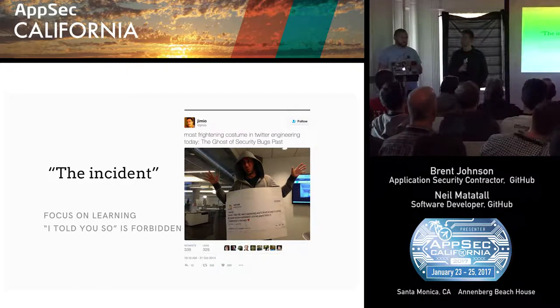During the investigation, again, do not point fingers. I want to talk about a recent incident at GitHub which caused private repository data to get sent to other people who hadn't even requested it.